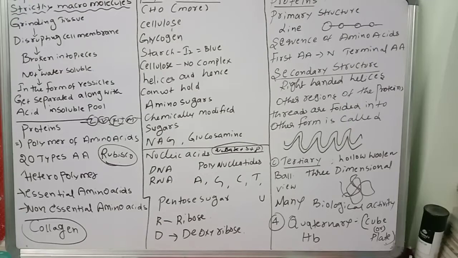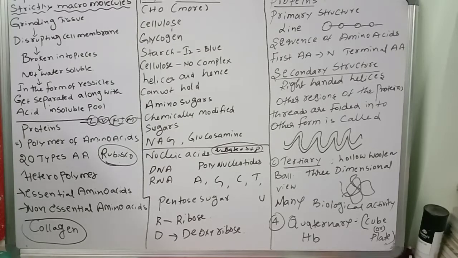So proteins: an example for an acidic amino acid is glutamic acid. What is an example of a basic amino acid? Histidine. Like that, there will be basic amino acids and acidic amino acids in our structure also. So these are the major important concepts about our syllabus.